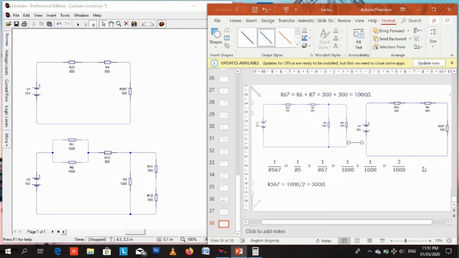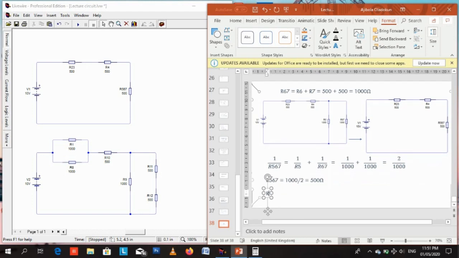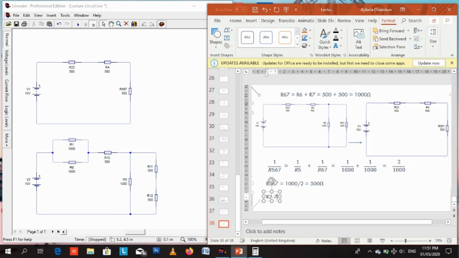So all 3 are in series. R23 is in series with R4, is in series with R67. So they are all in series, and R567 was obtained by simplifying R5, R6, and R7. So R567 is the total resistance of R5, R6, and R7, while R23 is the total resistance of just R2 and R3. So we can find the last one, that will be R2 to 7. That's basically all the resistances.